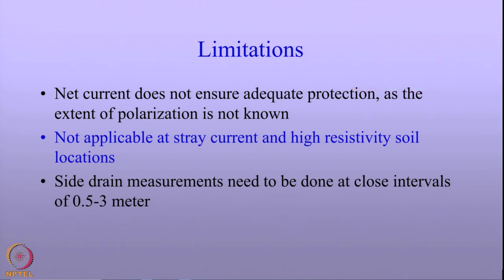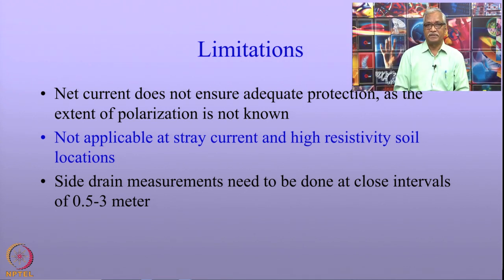Limitations again: you know that a current enters the pipeline, but we are not sure how much current has entered, whether there is adequate polarization that is causing the pipeline to avoid corrosion to the desirable extent. It is also not applicable where there is stray current corrosion and where the soil has high resistivity. And in such a criteria, one has to measure potentials at close intervals, as close as 0.5 meters, in order to ensure that in the narrow region which you are interested in protecting, a net current enters the pipeline.